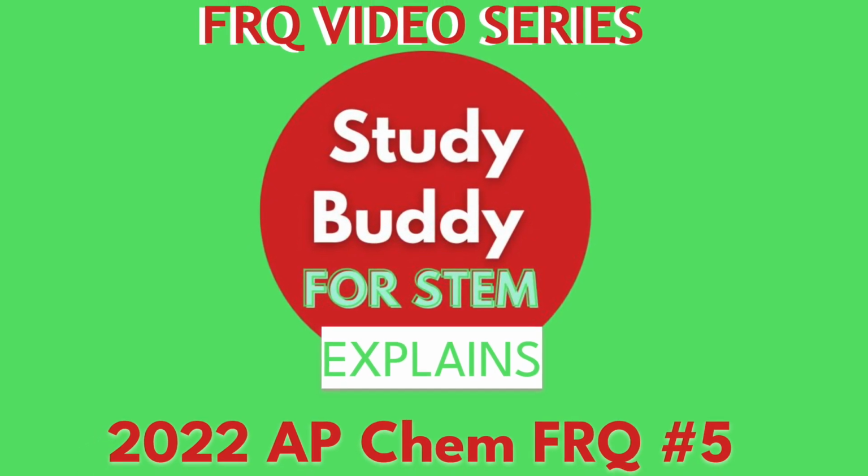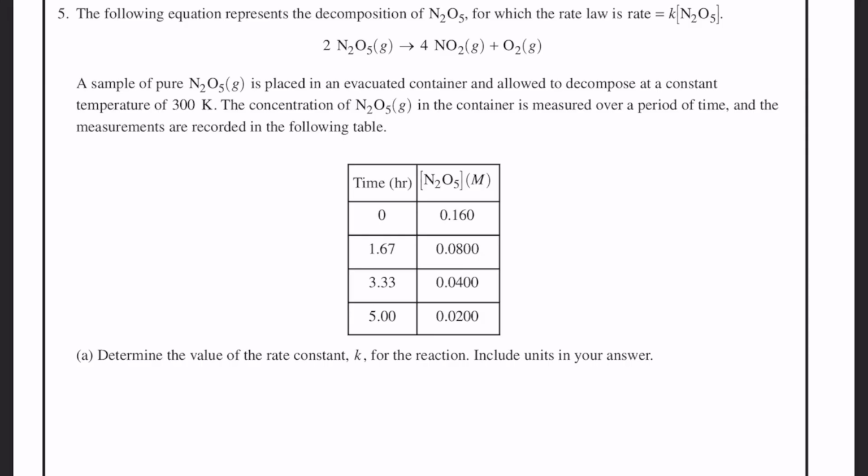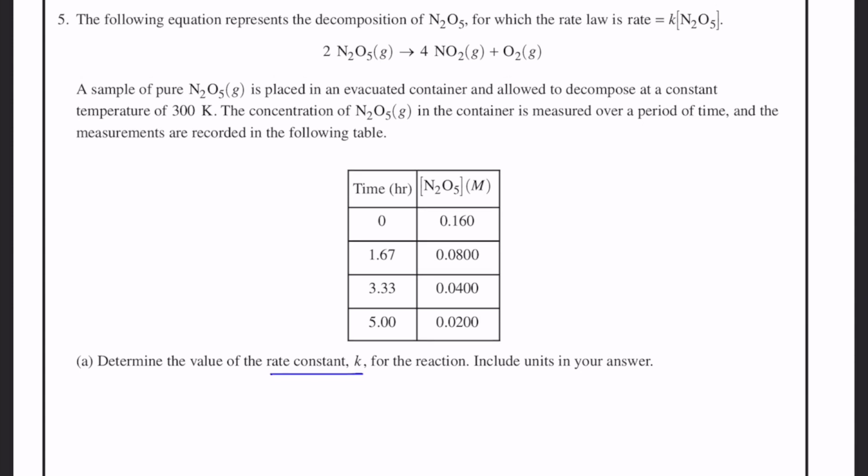Today we'll be solving question 5 of the 2022 AP Chem pre-response questions released by the College Board. Whenever a question pops up on the screen, please pause the video and read it to yourself. So number 5 is a rate law problem. Part A asks for the value of the rate constant of this reaction. We're also given the rate law and we are given a table of the concentration of N2O5, the reactant, with the time. So we also need to be including the units as well.